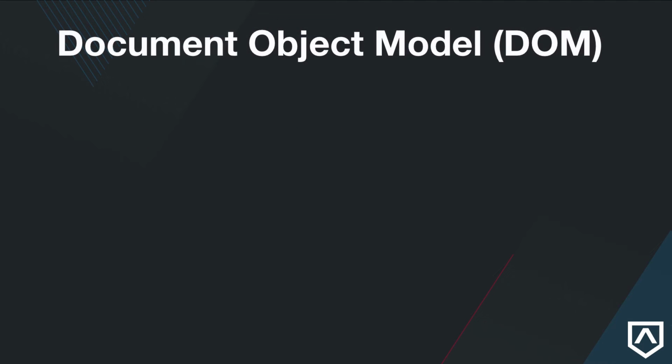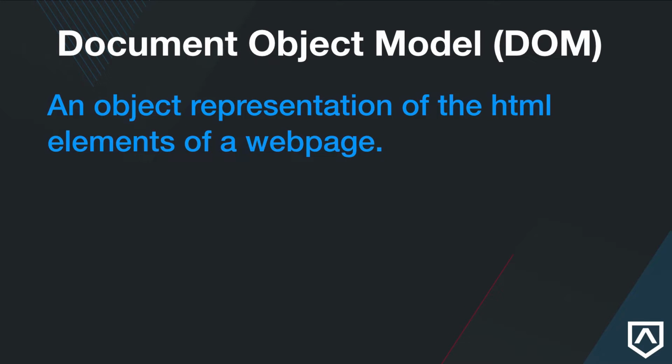Well, it stands for Document Object Model. We call it DOM because we don't like saying Document Object Model all the time. But what does that really mean? Well, it's an object representation of the HTML elements of a web page. Notice it's not the HTML web page itself. Like, it's not the HTML that you're writing. Let's talk more about what that means.